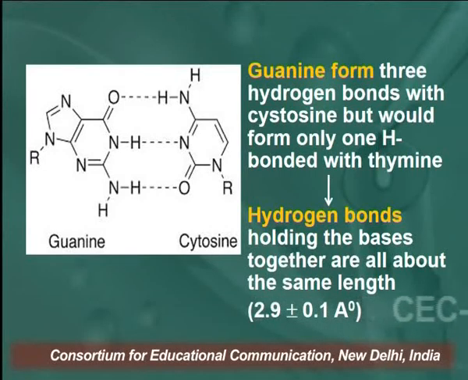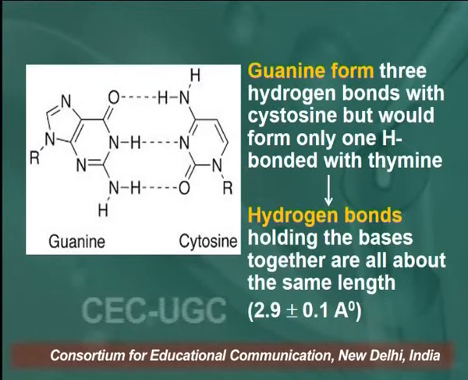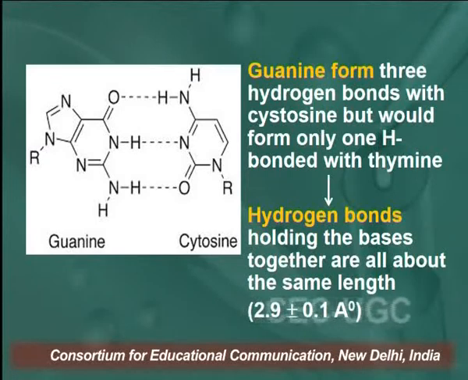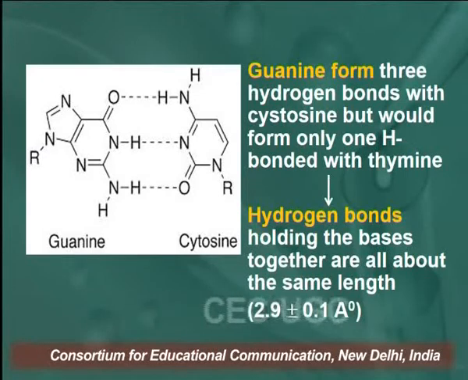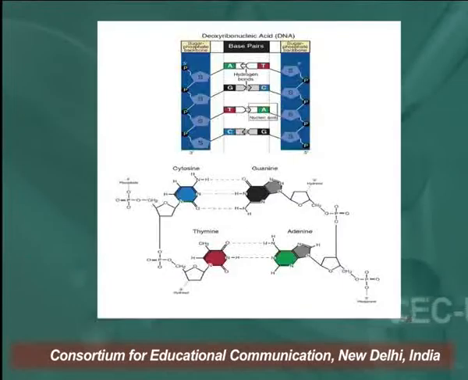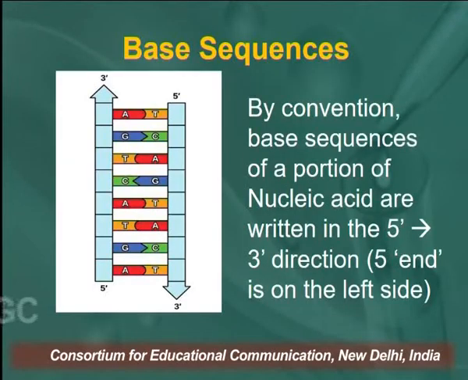So the carbonyl group of guanine is joined with the NH2 group of cytosine. In this way guanine forms three hydrogen bonds with cytosine, and the hydrogen bonds holding the bases together are all about the same length. So this is the interior part of the double helical structure where the base pairing takes place, and during base pairing all the bases should have equal numbers and be joined together by hydrogen bonding.